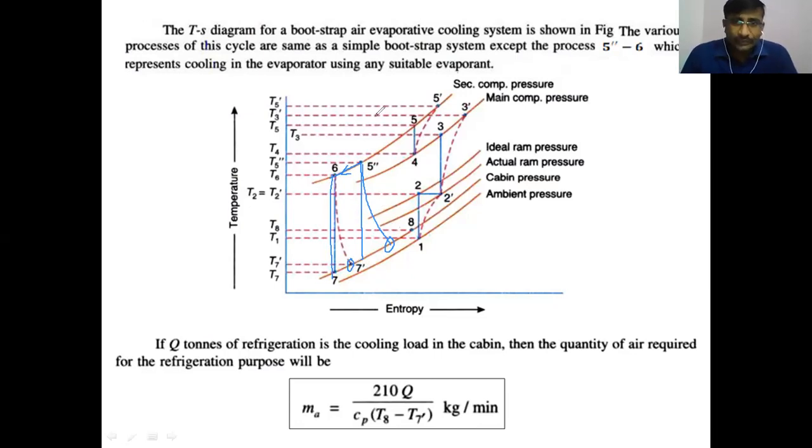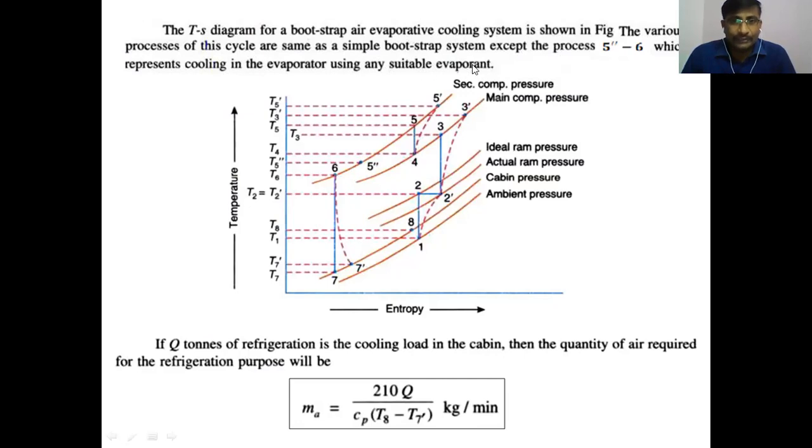Clear, students? The main aim of the bootstrap air evaporative cooling system is that the DAT, the dry air temperature, will be minimized. The TS diagram for the bootstrap air evaporative cooling system is shown in the figure. The various processes of this cycle are the same as those of the bootstrap system, except the process 5-6. This process is the extra one, which represents the cooling in the evaporator using any suitable evaporant.